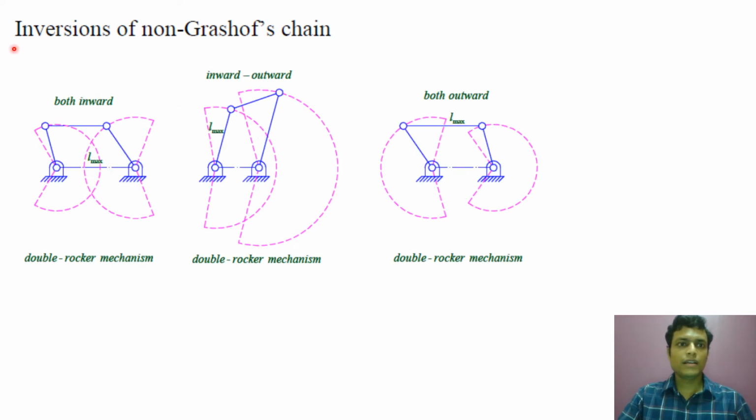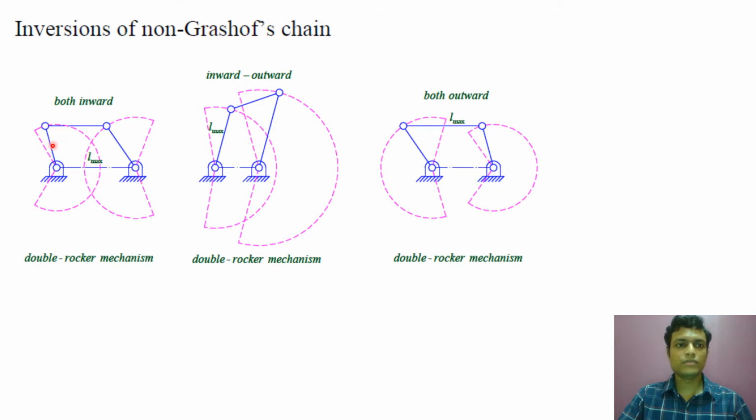For non-Grashof chains, all four mechanisms are double rocker mechanisms. So all four inversions are double rocker mechanisms. Both the crank and the follower will oscillate only. None of them can make a complete rotation.